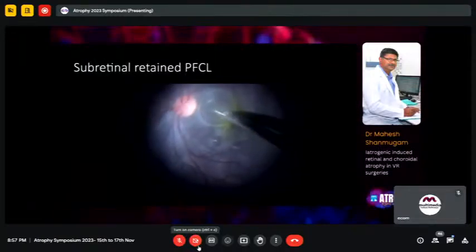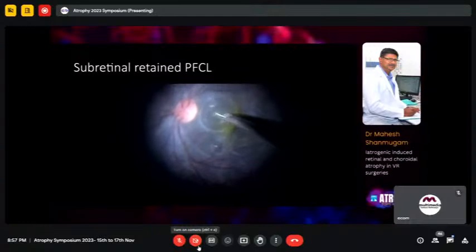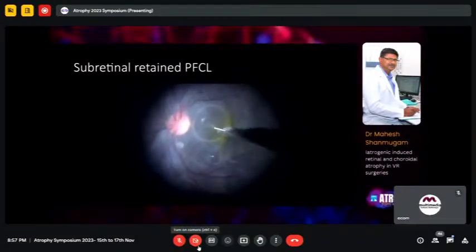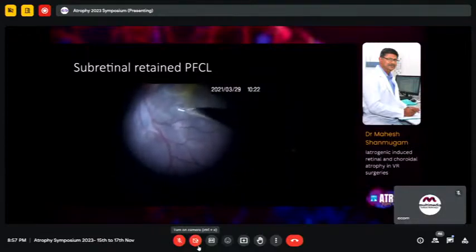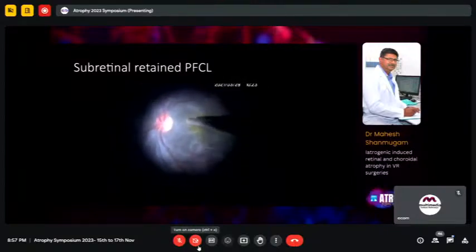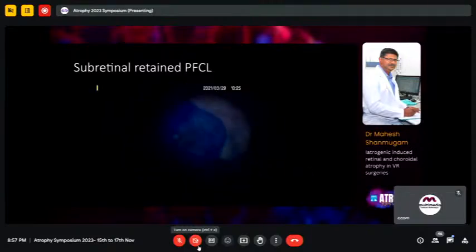Here's an example of removal of a subfoveal, subpapillomacular bundle PFCL, a fairly large bubble. We are using a 42 gauge cannula to see if we are able to aspirate it, but we are only partly successful. Only part of the bubble could be aspirated, and the small bubble could be aspirated completely. So the larger bubble ultimately had to be removed using a flute needle.